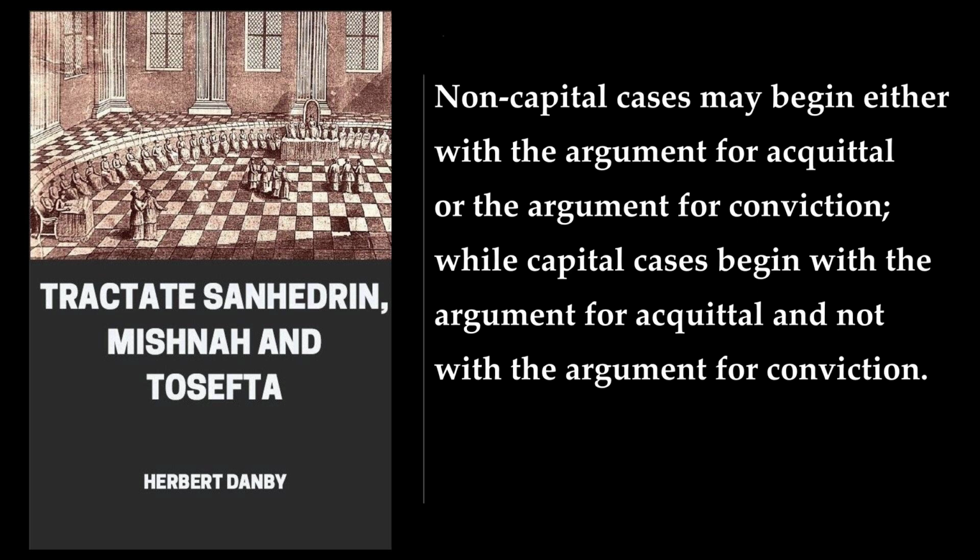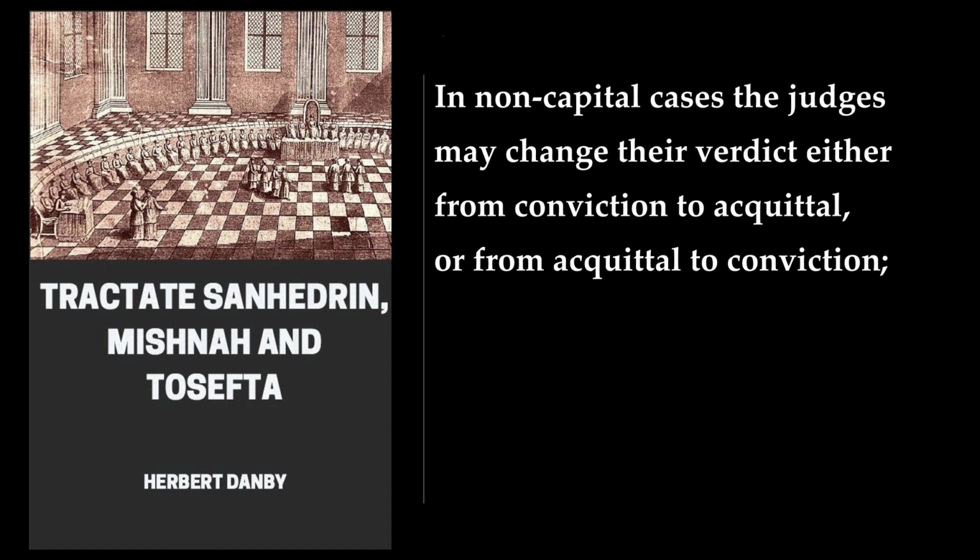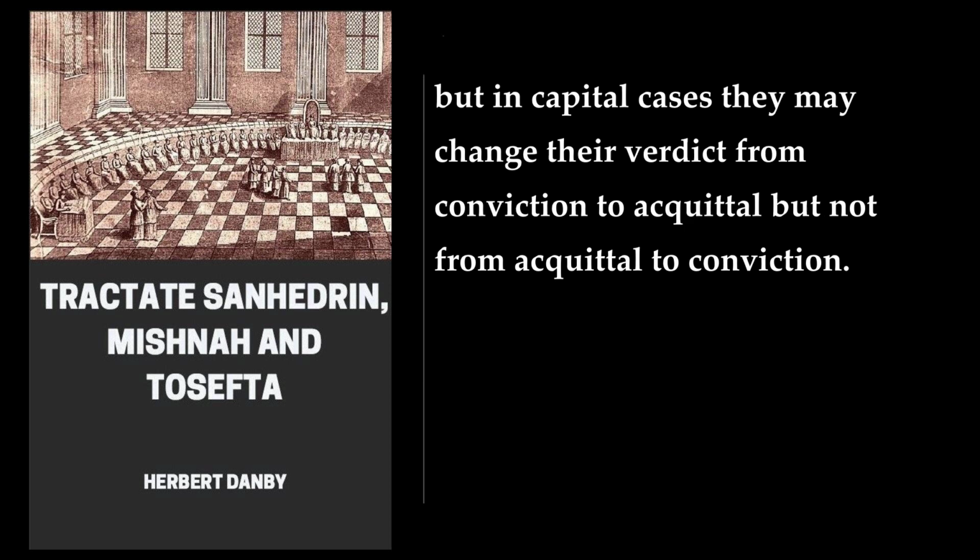Non-capital cases may begin either with the argument for acquittal or the argument for conviction. While capital cases begin with the argument for acquittal and not with the argument for conviction. In non-capital cases the conviction or acquittal can depend on a majority of 1. In capital cases the acquittal can depend on 1, but the conviction must depend on a majority of 2. In non-capital cases the judges may change their verdict either from conviction to acquittal, or from acquittal to conviction. But in capital cases they may change their verdict from conviction to acquittal but not from acquittal to conviction.